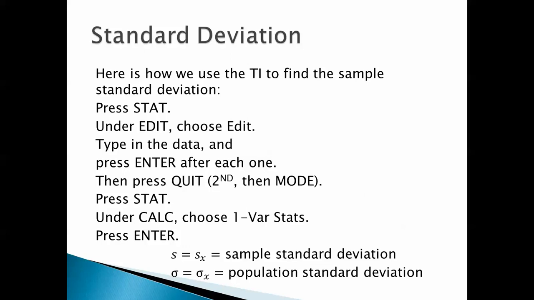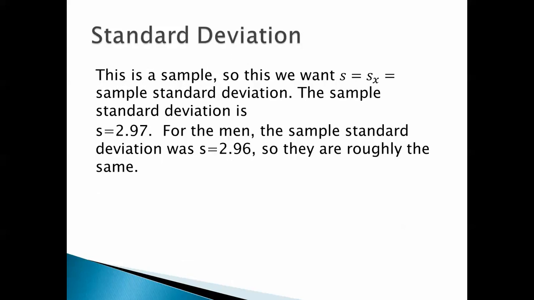Okay, S again is the sample standard deviation. Sigma is the population standard deviation. We want S. This is a sample, so we want the sample standard deviation, which is S equals 2.97. Now recall for the men, the sample standard deviation was S equals 2.96, so they are roughly the same.